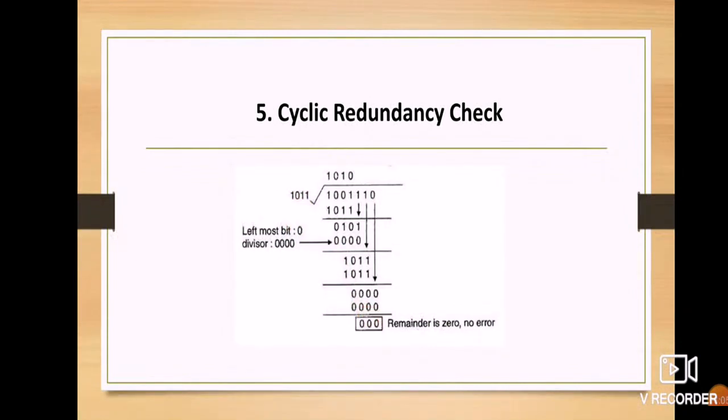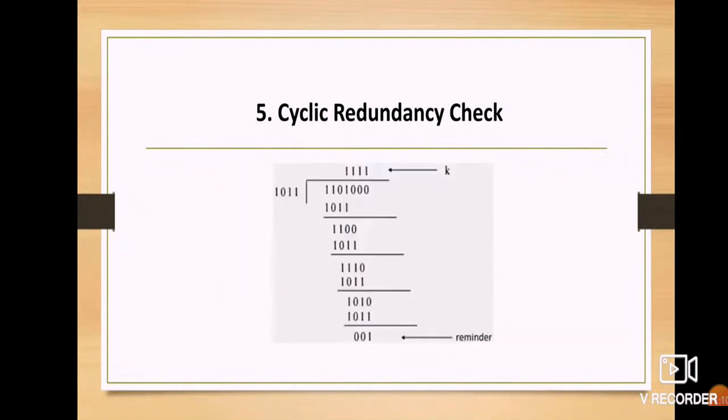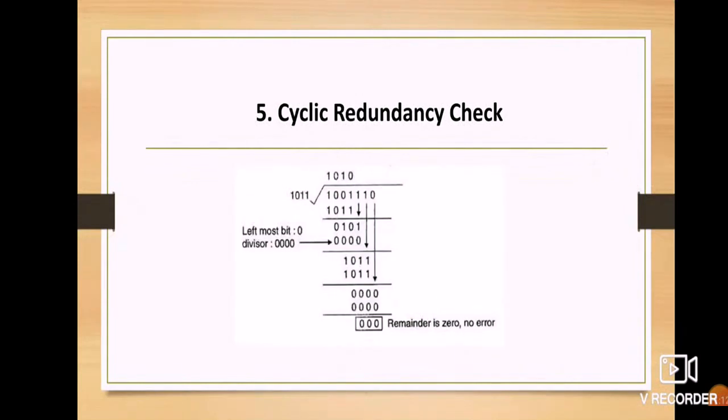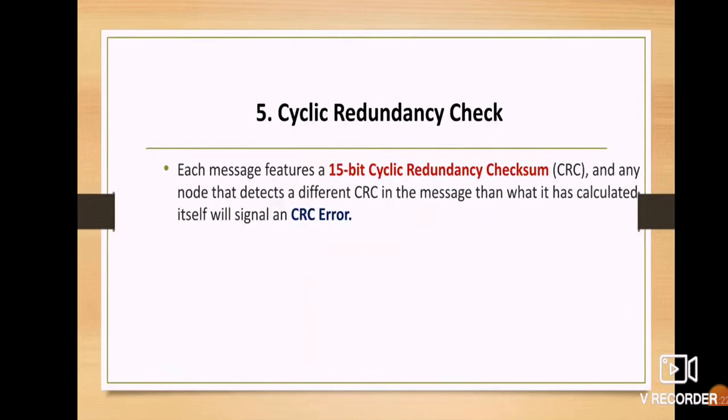So the CRC will check the data, and if the remainder is non-zero, then it will be an error. It will throw the CRC error. If not, it will pass the frame to the message level. So this is the very simple understanding of the error detection technique.